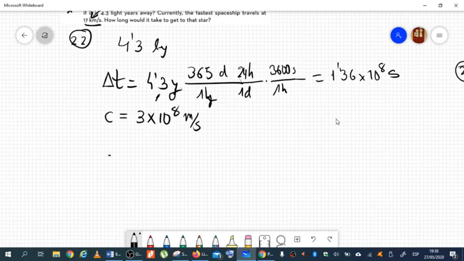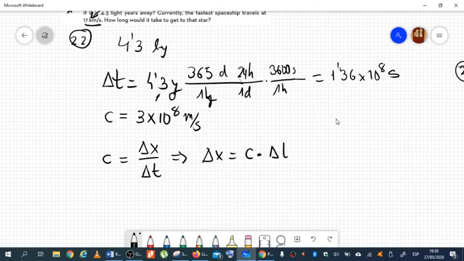Okay, so let's calculate the distance. Remember the formula: speed is the distance divided by the time. In this case, we have to calculate the distance: C times the time. I don't know what happens here, sometimes C converts to 0. C is equal to 3 times 10 to the power of 8 multiplied by the time.